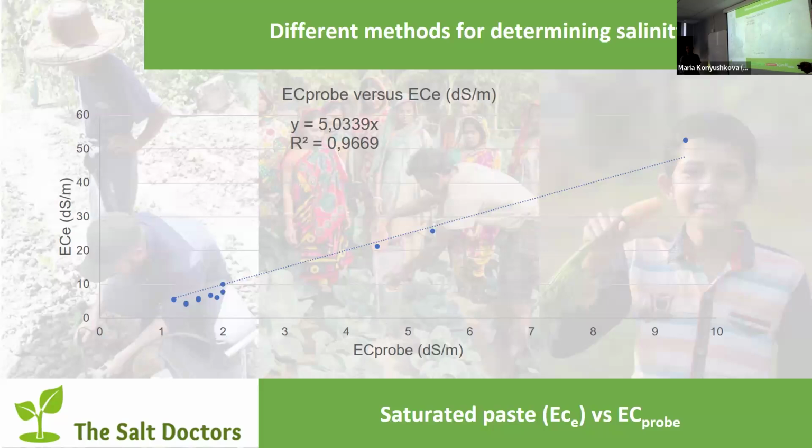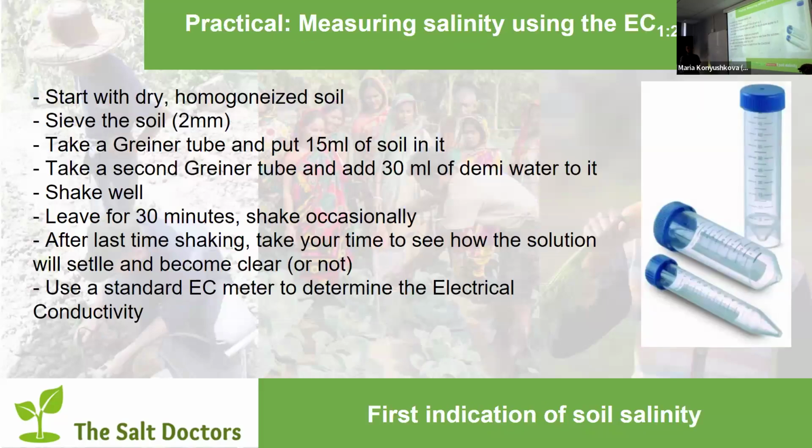I hope by now it's time to get our hands dirty. Yes. So we're going to make a 1 to 2 solution. We're going to do 1 volume of soil with 2 volumes of demineralized water. And this is the protocol for it.